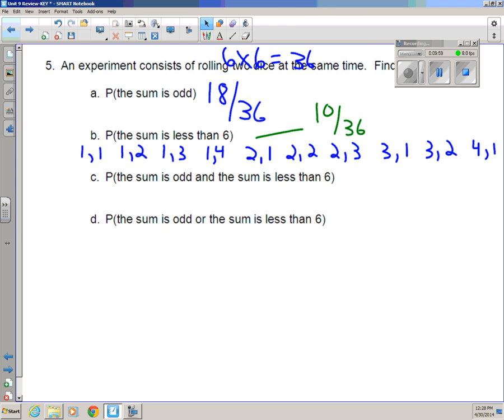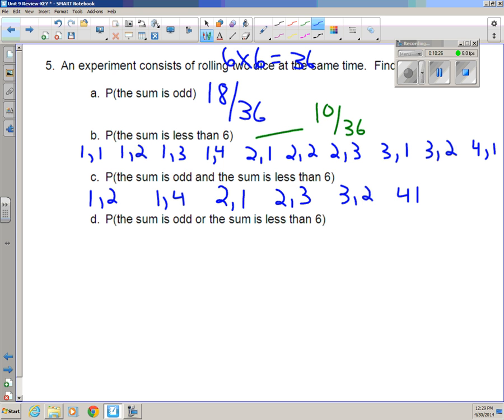So out of those 10 ways, look at C, we want the sum to be odd and less than 6. Well, the ones that are odd and less than 6 is the 1 and the 2. That's odd and less than 6. The 1 with the 4 is odd and less than 6. The 2 with the 1 is odd and less than 6. The 2 and the 3, as well as the 3 and the 2, remember those are two different rows, as well as the 4 and the 1. So there are 1, 2, 3, 4, 5. There are 6 ways out of these 36 where my sums are odd as well as less than 6.